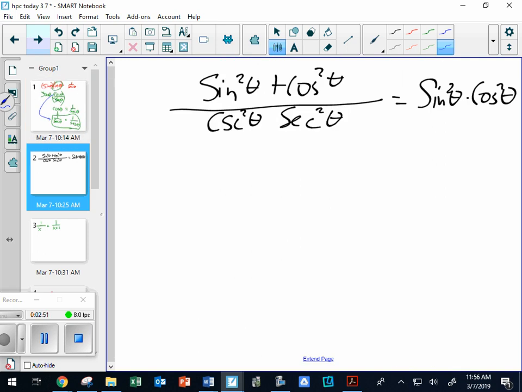Show that the left side equals the right side. And it looks kind of intense.